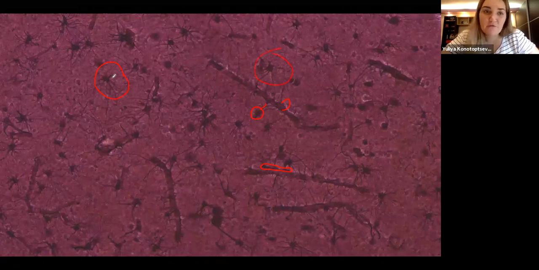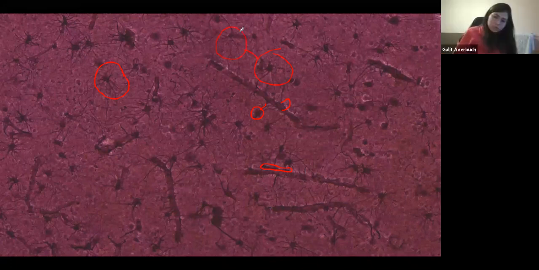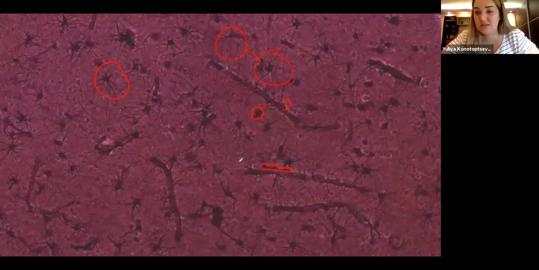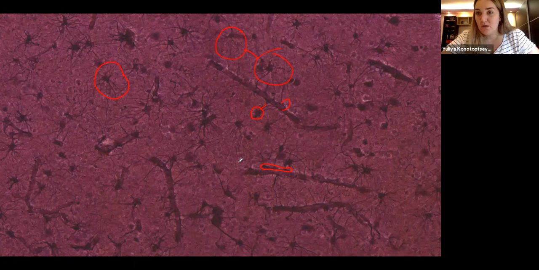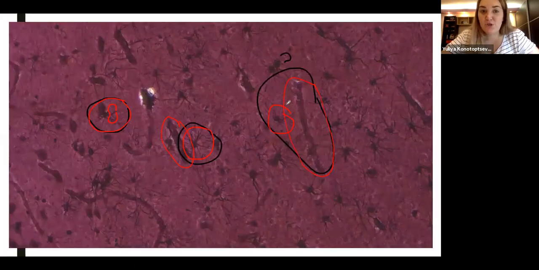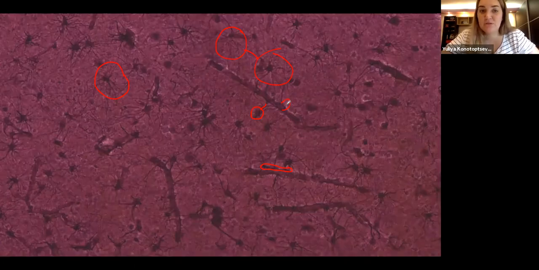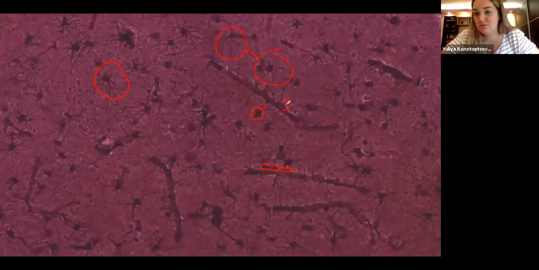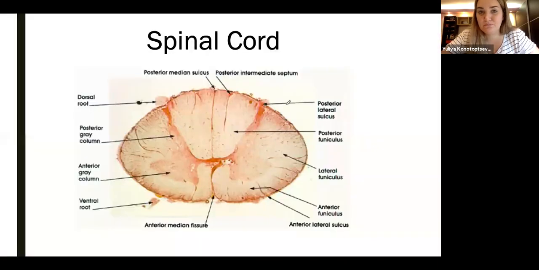No, you can see that the processes are much longer and they don't branch as much. So which astrocytes are these? Fibrous astrocytes. That means that this is the medulla of the brain, or in other words, white matter, right? This is the white matter of the brain. So from these pictures alone, you must be able to say, right? So is this a protoplasmic or is this the fibrous astrocyte?